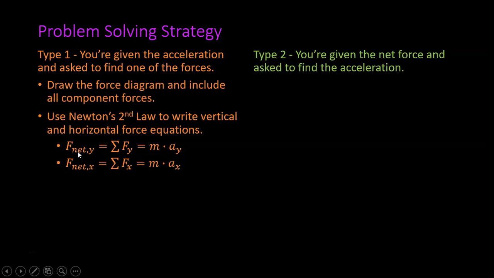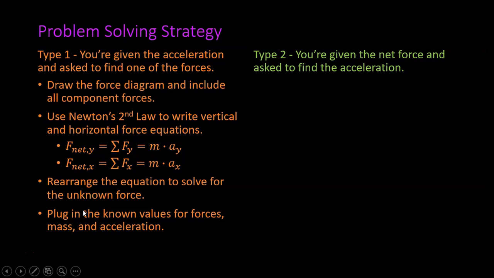So here we have the net force in the vertical dimension is equal to the sum of all the forces. This symbol is the Greek letter epsilon, and it just means we're adding up all the vertical forces, and they're equal to the mass times the vertical acceleration. We do the same thing in the horizontal dimension. We add up all the horizontal forces, and we set them equal to mass times the horizontal acceleration. Next, we rearrange the equation to solve for the unknown force. And lastly, we plug the values that we know into our equation and we calculate the answer.